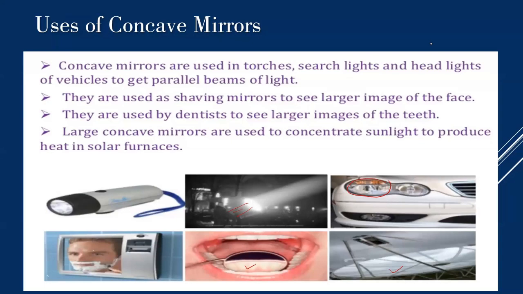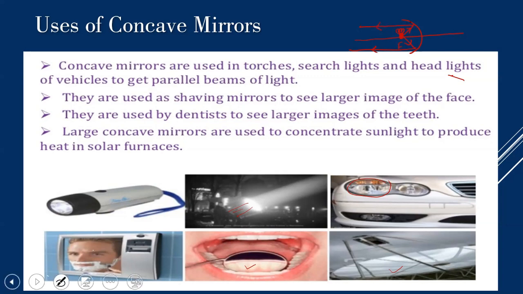Okay, so concave mirrors are used in torches, searchlights and headlights of vehicles so that we can get a parallel beam of light. Now how will we get a parallel beam of light by using a concave mirror? Just for example, this is the focus of the mirror. Whatever is kept at focus, the image formed will be at infinity, right? So when a ray is passing through focus, the reflected rays are going to go to infinity.